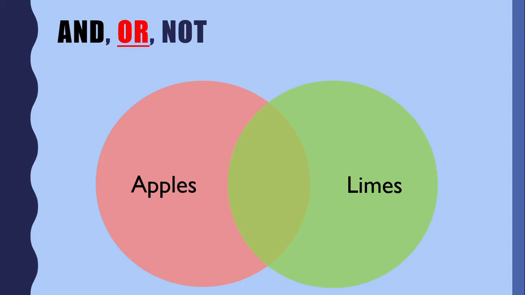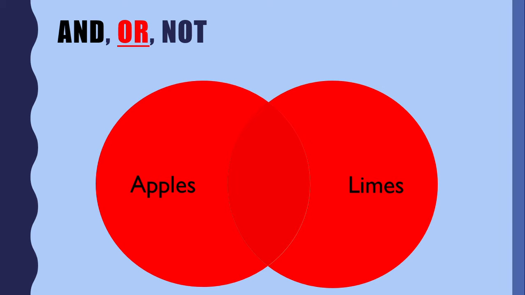Now, if we change our search to look for results about apples or limes, which part of the diagram do you think would be highlighted? All of it. This means our search results will include items that talk about either apples or limes. This also means that if a resource talks about apples, it might also coincidentally talk about limes, and vice versa.